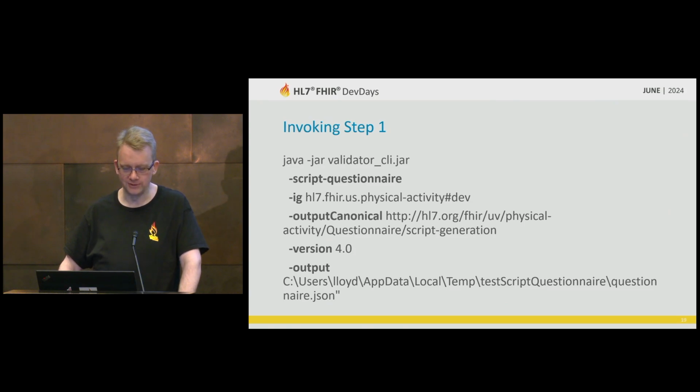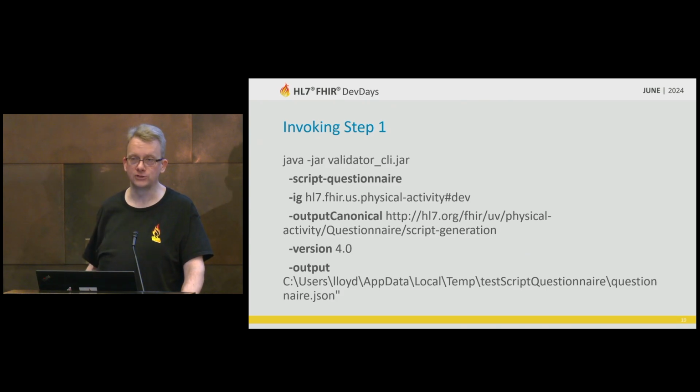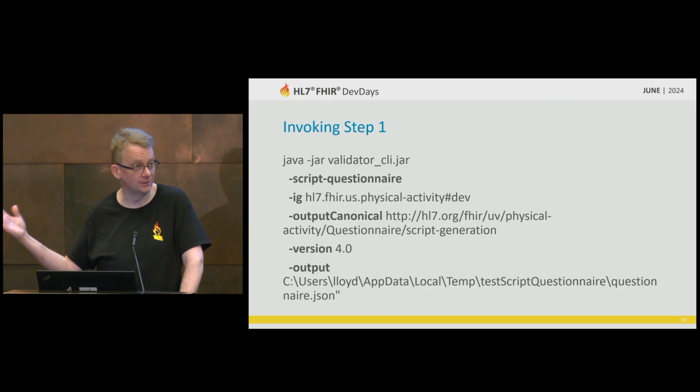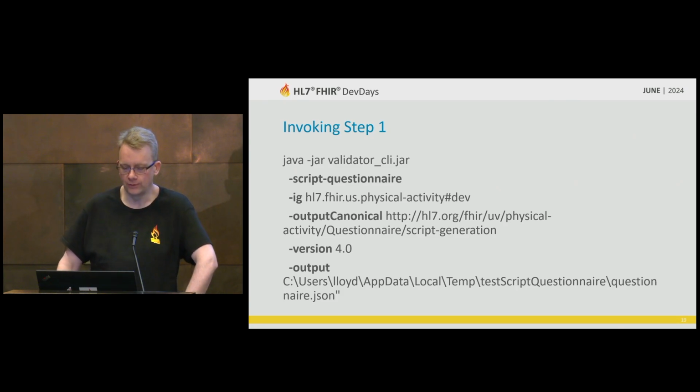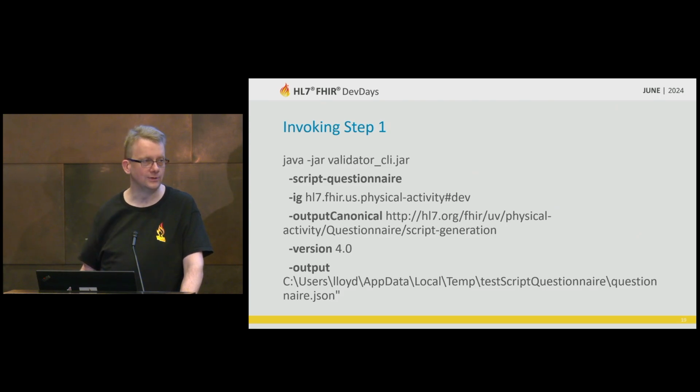The command at the moment is script questionnaire. You pass in the implementation guides that you want to generate. Because you're generating a questionnaire, you might want that questionnaire to have the same canonical root as the implementation guide because you're going to incorporate it, or it might be something you're generating outside. Whatever it is, you need to pass it. If you don't pass one, I'll come up with something for you. You can indicate what version you want the questionnaire to be spit out as, and then you indicate where you want it to go.